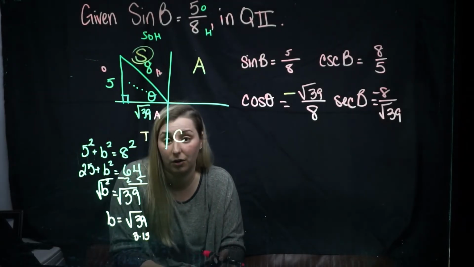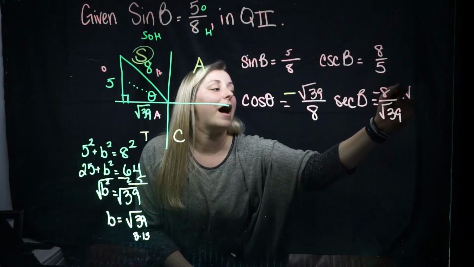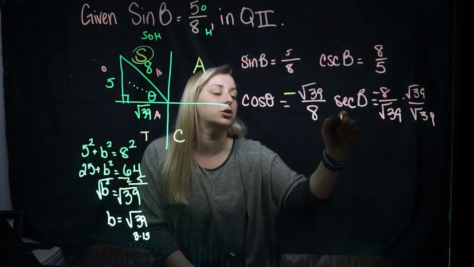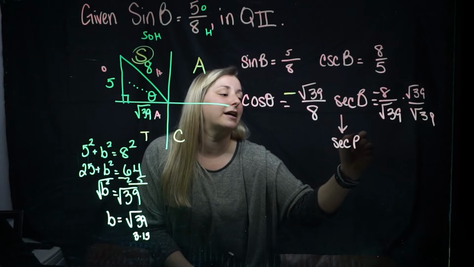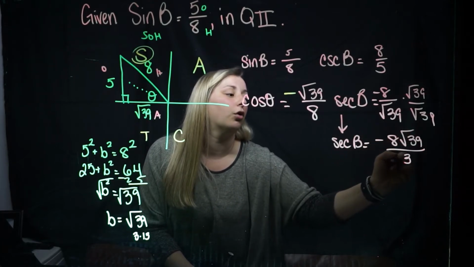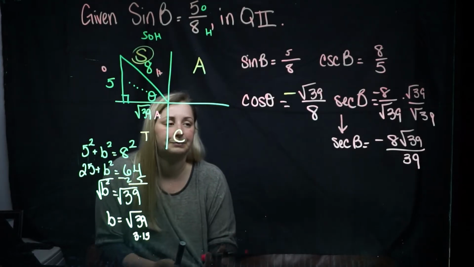Because you're not allowed to have a radical in the denominator, you're going to multiply by rad 39 over rad 39. I'm just going to do it on the bottom because I ran out of space there, so I'm just moving that over here. Secant of B is equal to negative 8 rad 39 all over 39 when you rationalize that.